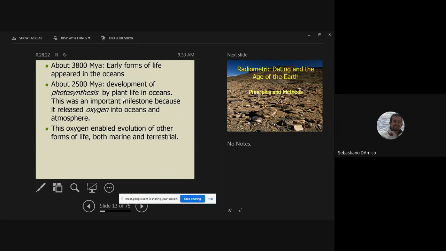And early forms of life appeared in the oceans 3,800 million years ago. Okay, so almost 500 million years of difference. Then we had to wait more than 1,000 million years, which is quite huge, to actually develop plants in the ocean. This was an important milestone because they started capturing some of the bad gases that are not useful for life in the way it has been developed.